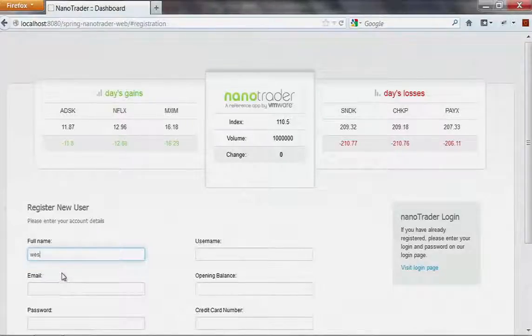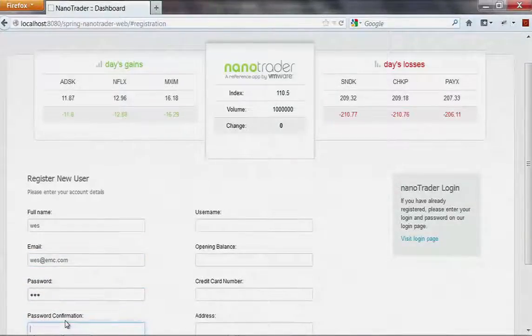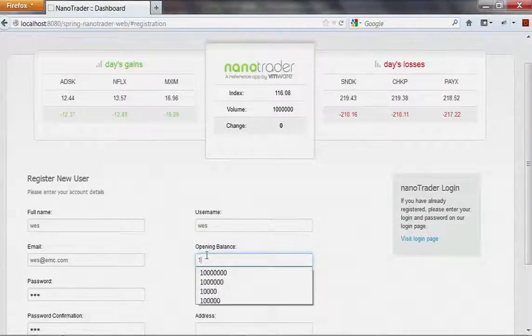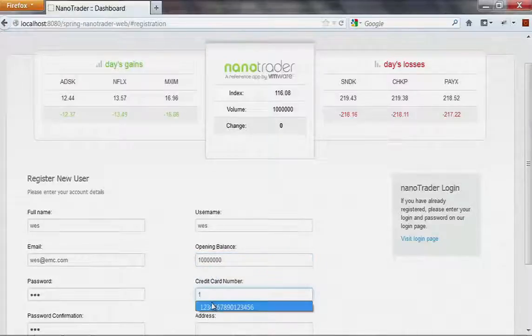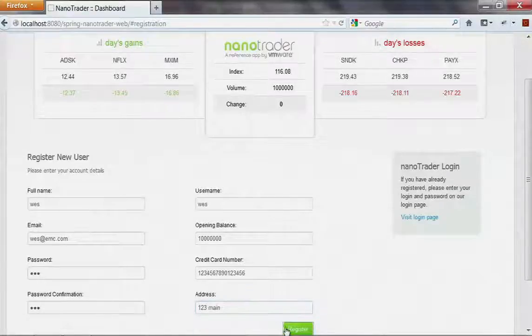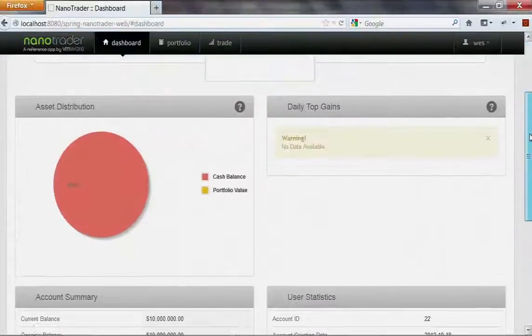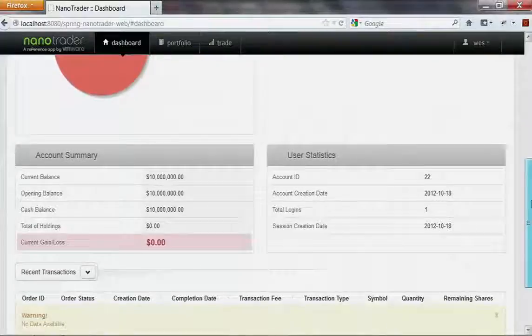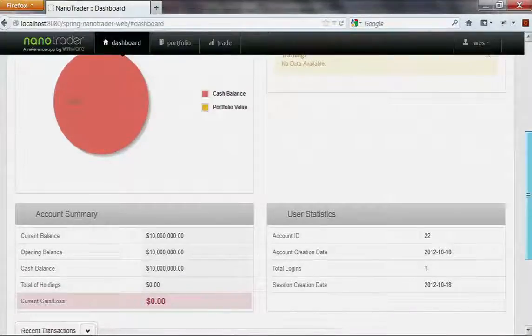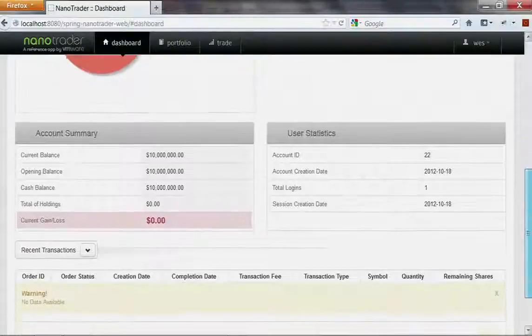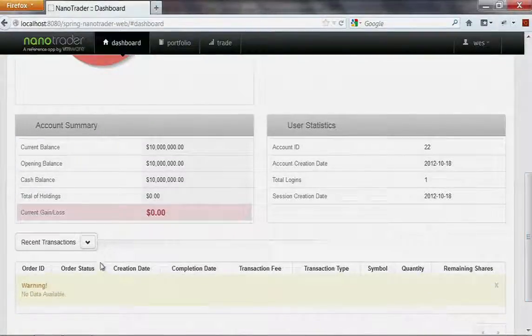So we're going to go in and create a new account here. Wes, password confirmation, Wes. Username Wes, opening balance, let's give ourselves a lot of money here. Credit card number, 123 main. Okay, now we're going to register. I have an account called Wes, and in the application we have no holdings. We have $10 million, and recent transactions, we have none.